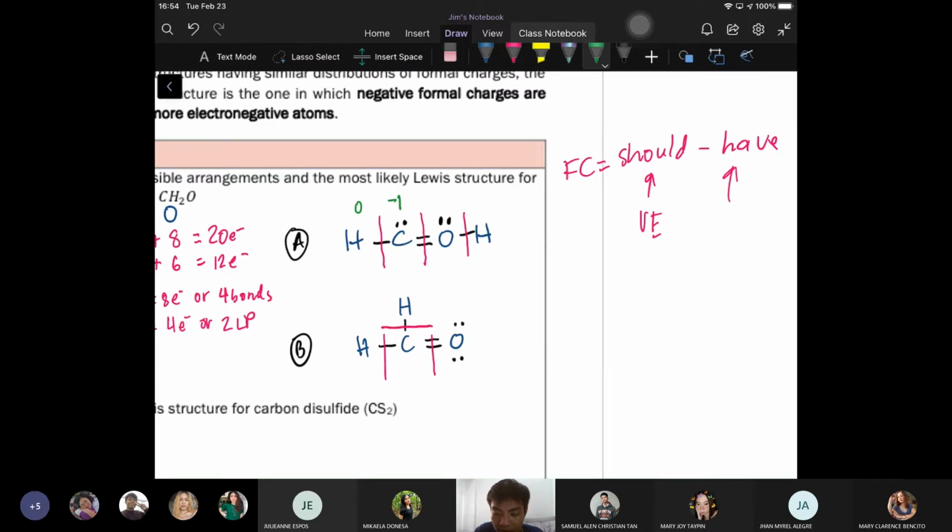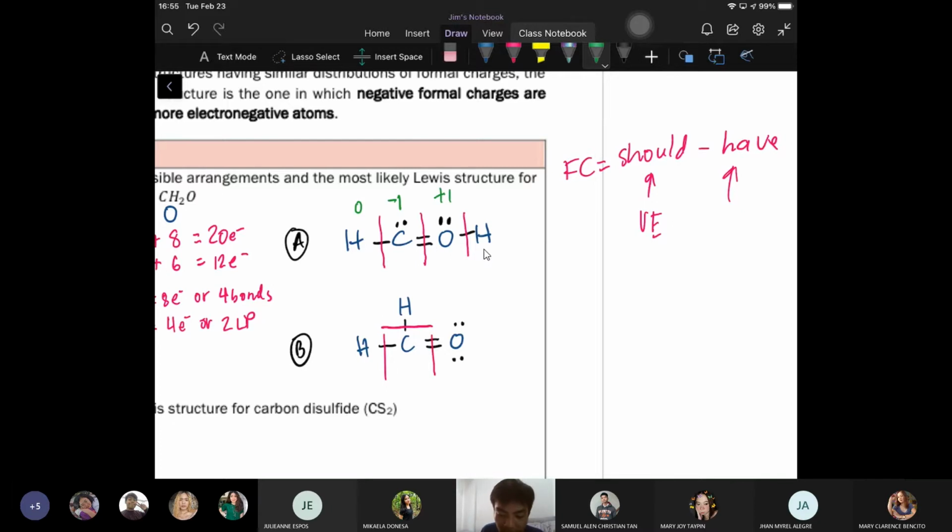So how about oxygen? So should is 6. Kasi group 6 yan. Have, bilangin natin. We have 1, 2, 3, 4, 5. So we have 5 electrons around oxygen when it is isolated. 6 minus 5 is positive 1. Oh, another red flag. Okay. Ano kaya zodiac sign yan? Okay. So yan. So ito ay red flag uli kasi positive yung charge niya, and we know that oxygen is the most electronegative atom in this molecule. Okay? So, dalawang flags na meron siya.